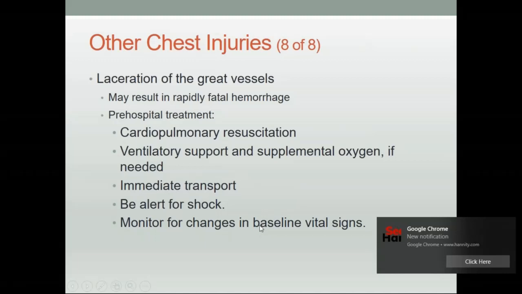Permissive hypertension. We're not going to put this patient immediately in the shock position with his legs elevated and his head flat. We want to avoid having too much pressure. If that's an aortic tear, then we want to avoid having too much pressure there that might cause that to go ahead and tear more and cause our patient to bleed out and die.